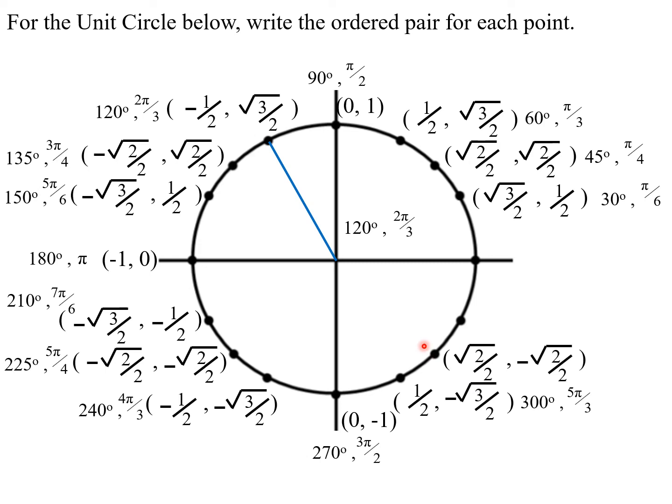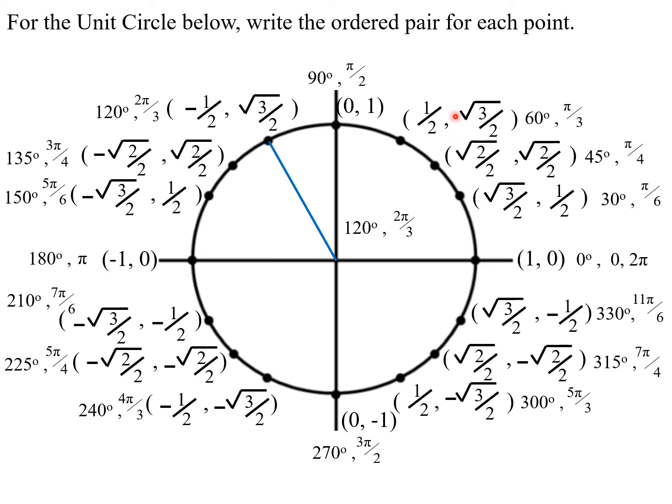Next one, √2/2 and negative √2/2. 45 degrees past 270 is 315 degrees, and 7π/4. Okay, right here, going to have coordinates √3/2 and -1/2. And that's for an angle of 330 degrees, or 11π/6. And finally, along the positive x-axis, it's going to have a coordinate of 1, 0, and that's for an angle of 0 degrees or 0 or 2π radians.